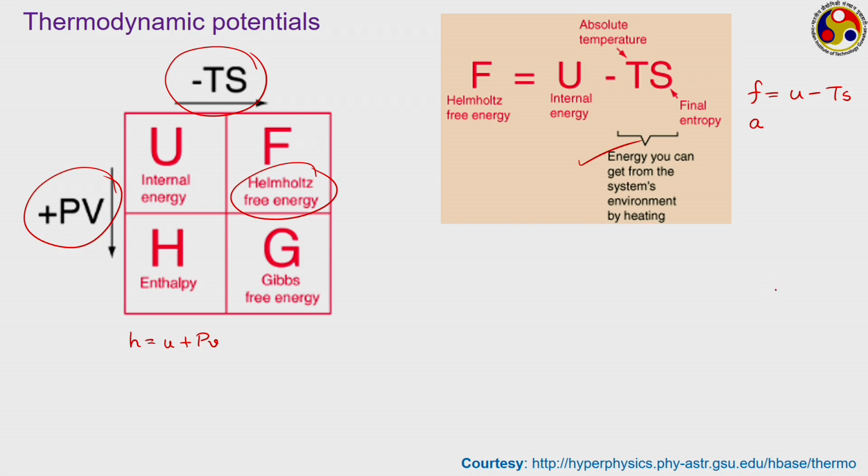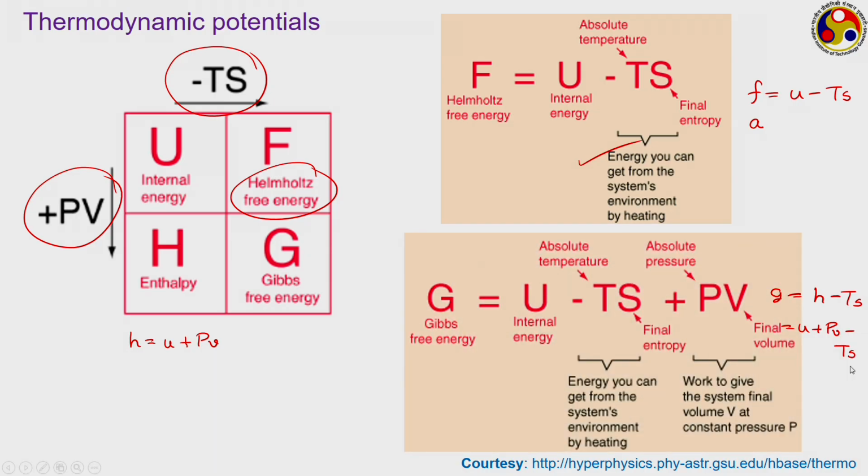So, this G in intensive sense is equal to H minus Ts, that is equal to U plus PV minus Ts, that is Gibbs free energy. So, the expression for your Gibbs free energy is then U minus Ts plus PV.